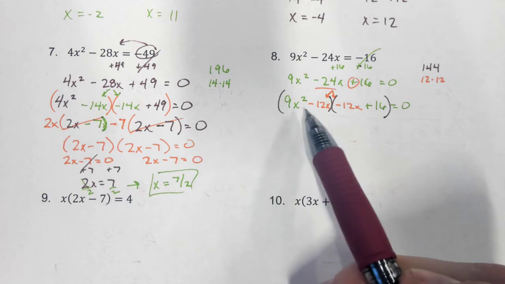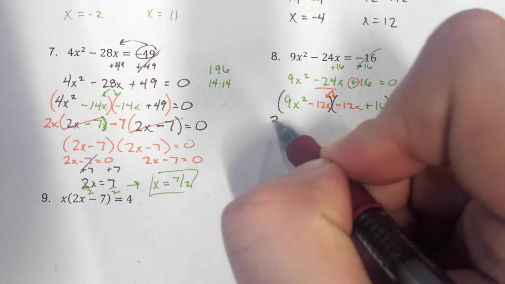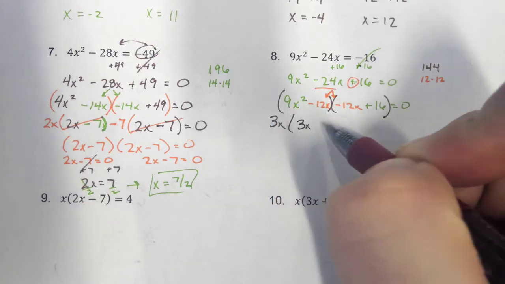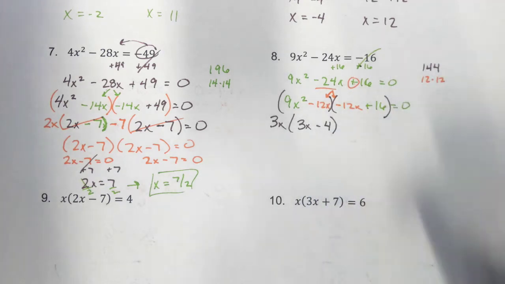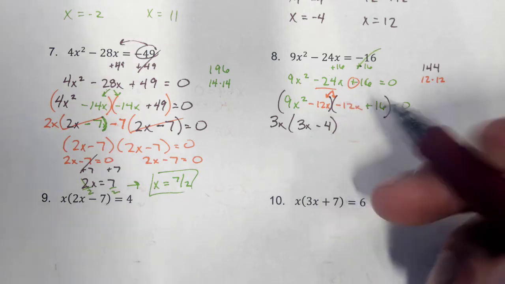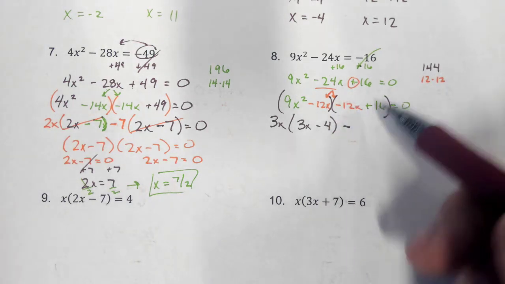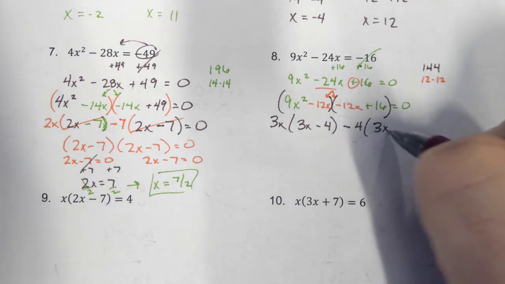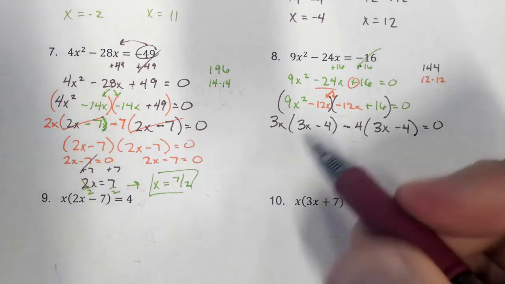In the first group, both of these are divisible by 3, and there is an x in common, so we're going to divide by 3x. 9x squared divided by 3x is 3x. 12x divided by 3x is 4. In the second parentheses, we don't want our first term to be negative, so we're going to divide by a negative. And the biggest thing that divides both of those terms is 4. If we were to divide by negative 4, we would get 3x minus 4, which again, those parentheses match.